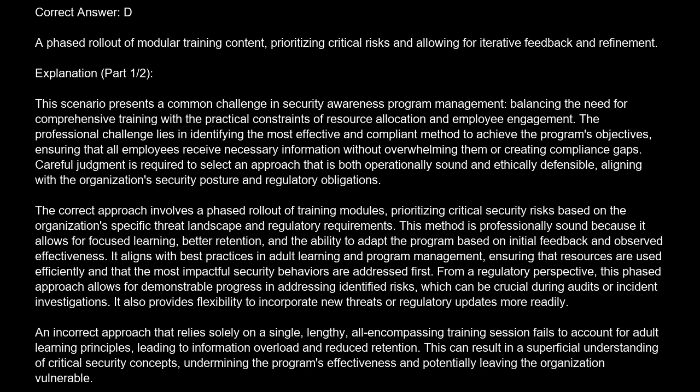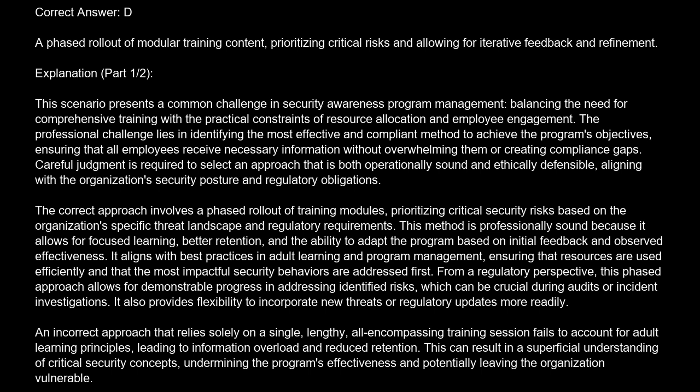practical constraints of resource allocation and employee engagement. The professional challenge lies in identifying the most effective and compliant method to achieve the program's objectives, ensuring that all employees receive necessary information without overwhelming them or creating compliance gaps. Careful judgment is required to select an approach that is both operationally sound and ethically defensible, aligning with the organization's security posture and regulatory obligations.